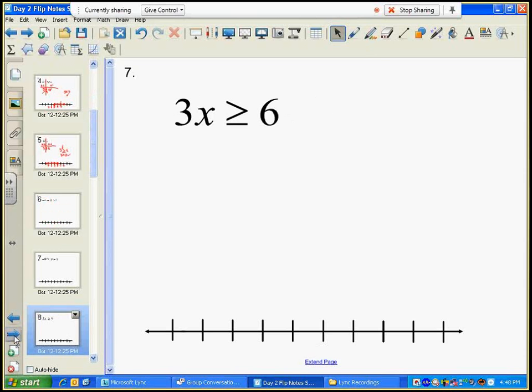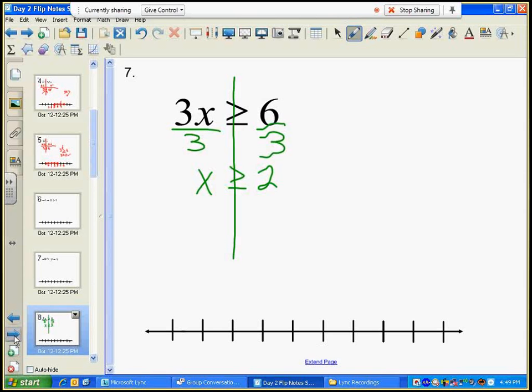Okay. Now we're going to see what happens when we're not just adding or subtracting to x, but when we actually have x multiplied or divided by something. We're going to use the same rules that we use for equations. So we're trying to isolate x. So x is multiplied by 3, so I'm going to divide by 3. I'm going to divide by 3. And let's see, I end up with x is greater than or equal to 2. And x is isolated. I found my solution.